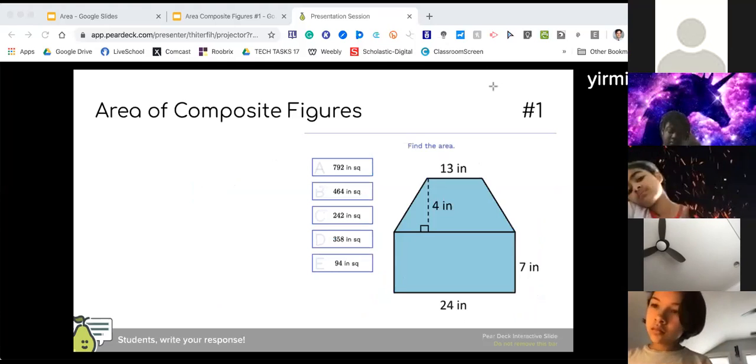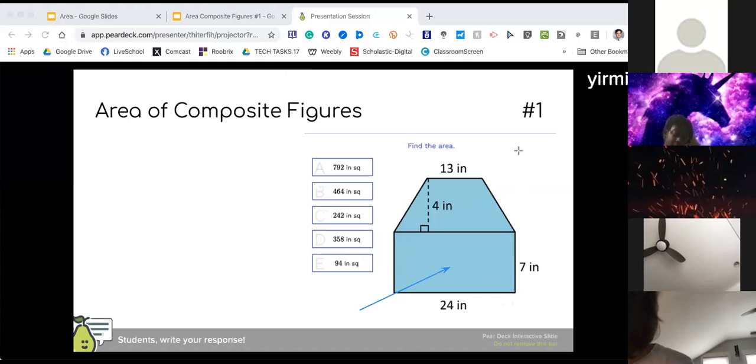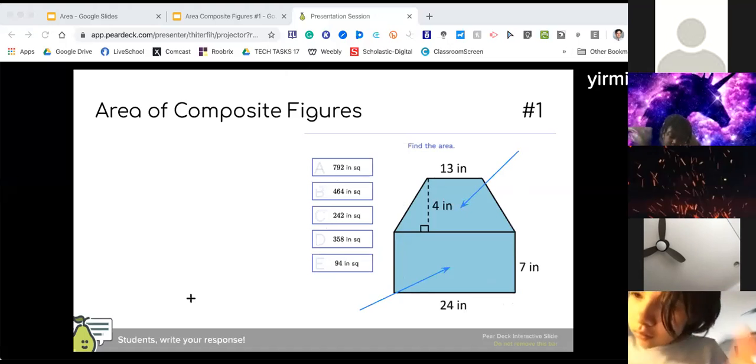All right, okay, here we go. So on the screen, you have a new figure, right? I would like for you to figure out what is the area of this composite figure. So I want the area of the entire thing. I'll walk you through it. You need to figure out what is the area of the rectangle and what is the area of the trapezoid. Add it together. It's either A, B, C, D, or E. And if you'll text me A, B, C, D, or E, which one it is.